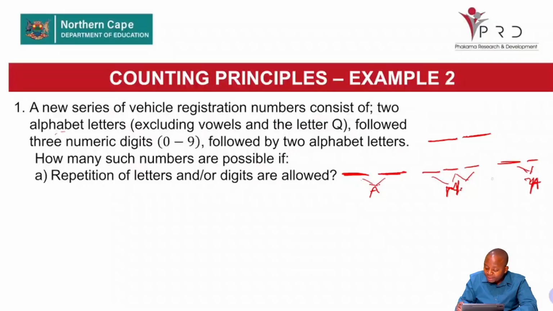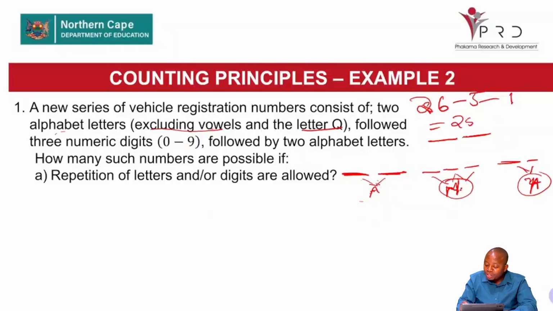So this is alphabet. So it's a group for alphabet, group for numbers, group for alphabet again. So what are we saying? We're saying it consists of alphabet letters excluding vowels. How many vowels do we have? We have 5 vowels. We have 26 total letters. We're excluding 5 vowels, and the letter Q, minus 1 again, which is letter Q.